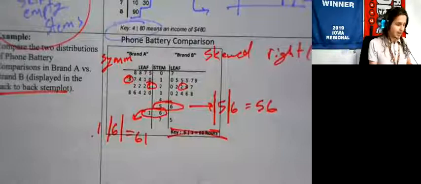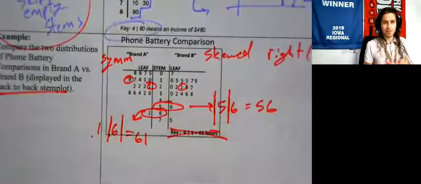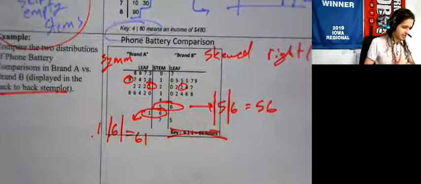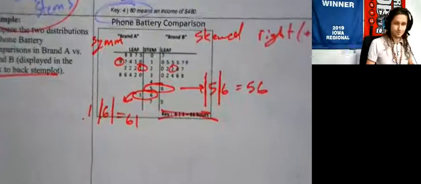Spread, you can take the range. I see some potential outliers on both sides. You need to put it together in a sentence. I'm not going to take the time to do that there.